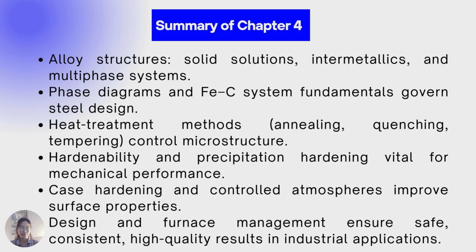desired mechanical properties. Next, we saw how hardenability and precipitation hardening are vital for achieving strength and durability in engineering applications. Processes like case hardening and the use of controlled atmosphere enhance surface hardness and wear resistance. Finally, good design practice and furnace control ensures safety, uniformity, and high-quality results across industrial operations. In short, Chapter 4 shows how understanding structure, heat treatment, and process control allows us to engineer metals with the exact combination of properties we need.